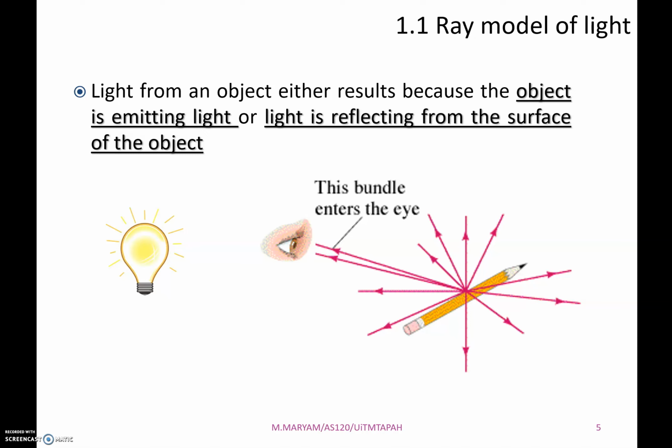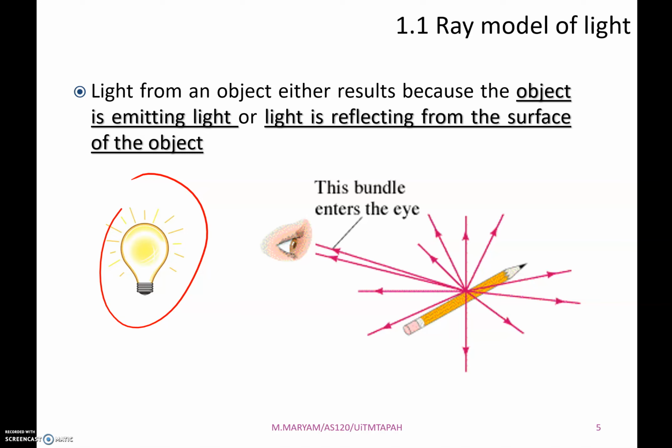And light from an object is seen either because the object is emitting light or because light is reflecting from the surface of the object. For example, look up in your room. Of course, you have light sources everywhere, such as on the wall, on your phone, and so on. Those lights are caused by electricity. So these sources of light are emitting them, whereas light can also be seen if it is reflected on a surface.